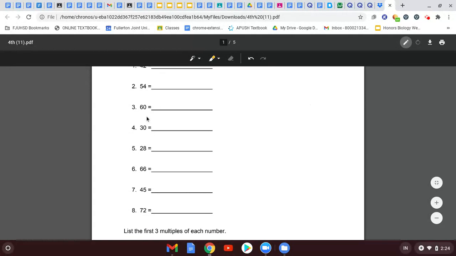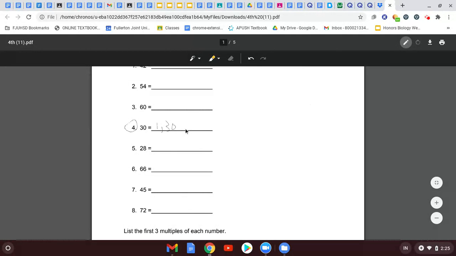So basically, what factors are: a number times a number equals a particular number. For example, let's try number 4. What times what equals 30? 1 times 30 equals 30, right? Therefore, 1 and 30 are factors of 30.